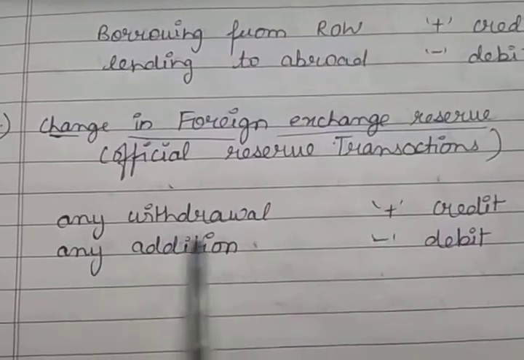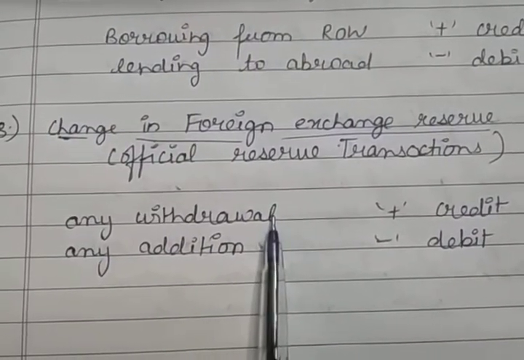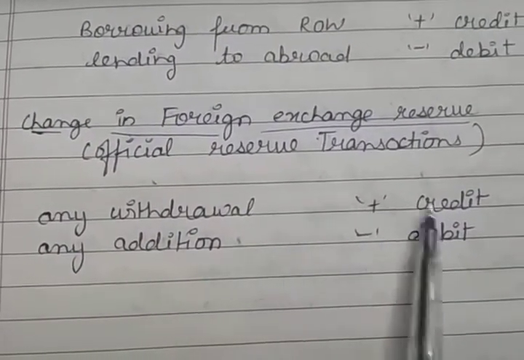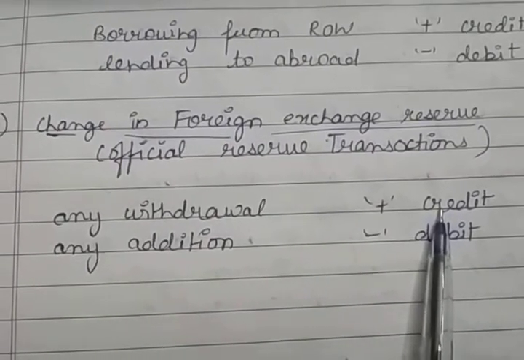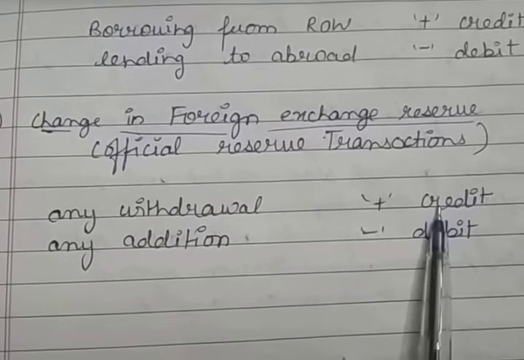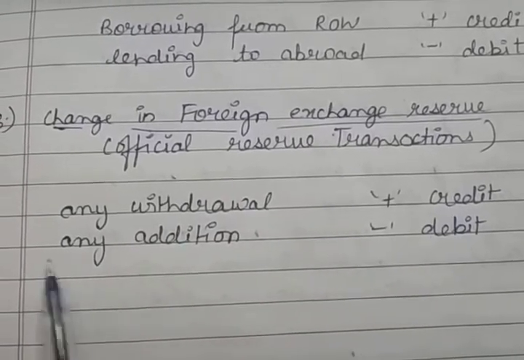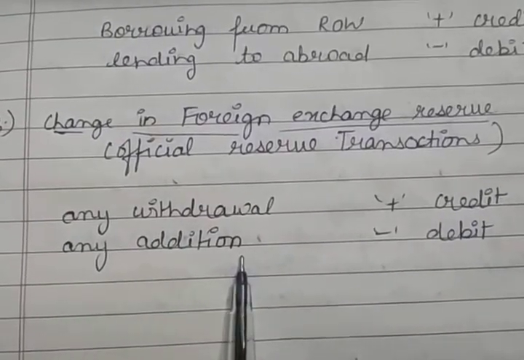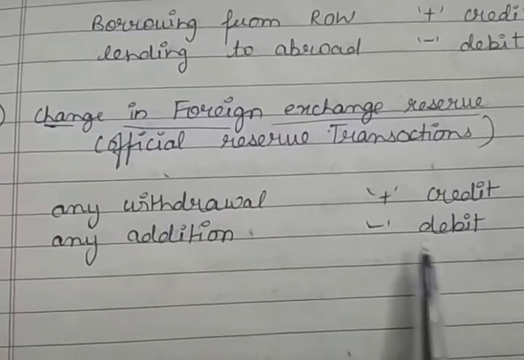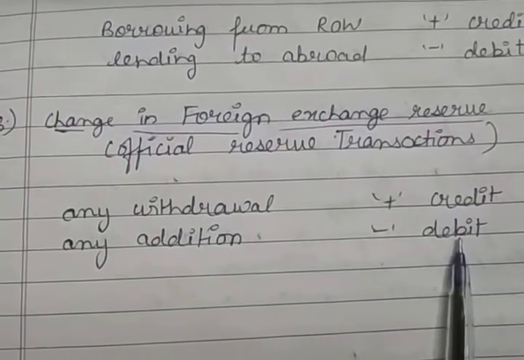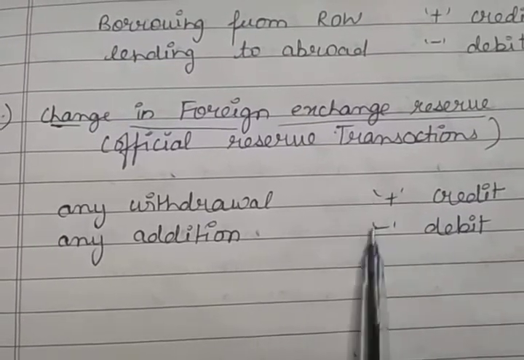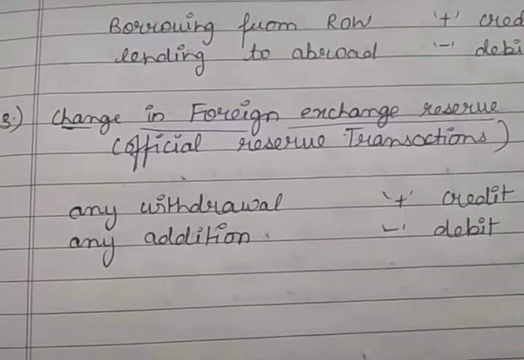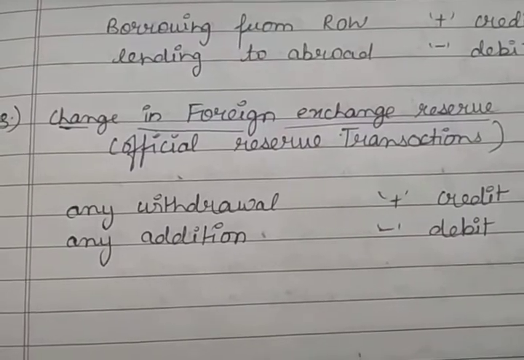Any withdrawal from the foreign exchange reserve is recorded on the credit side of the balance of payments because it leads to a decrease in the foreign financial assets. Similarly, any addition to the foreign exchange reserve is recorded on the debit side of the balance of payments, as this leads to an increase in the foreign financial assets.